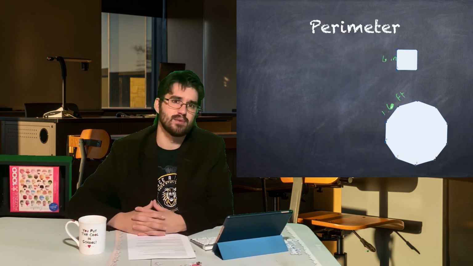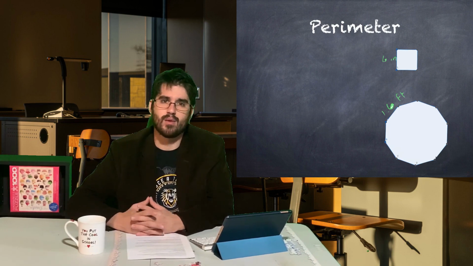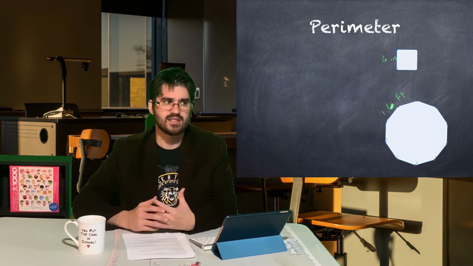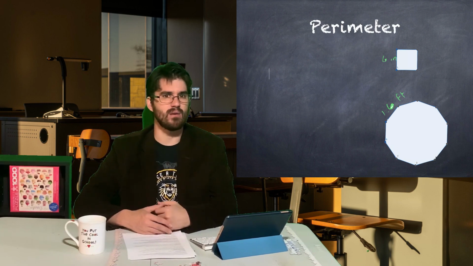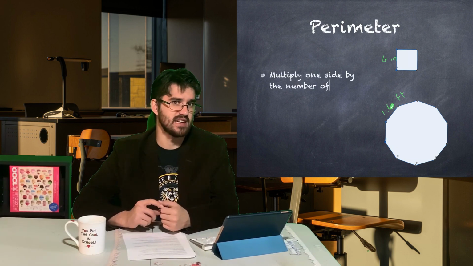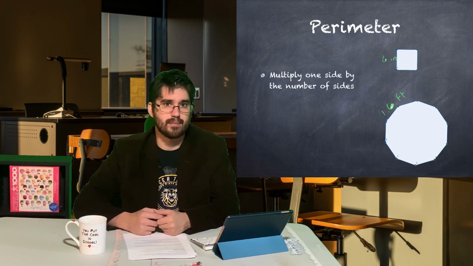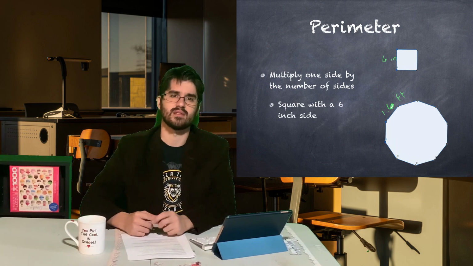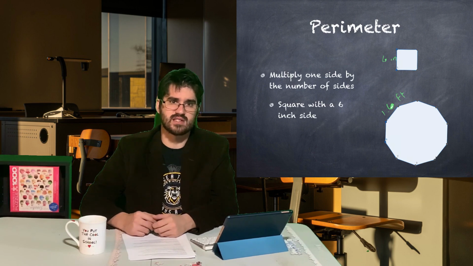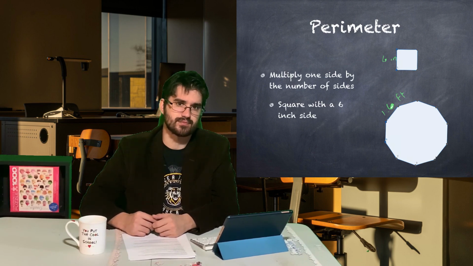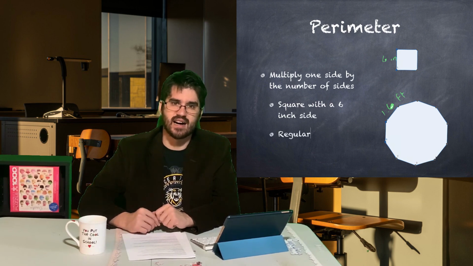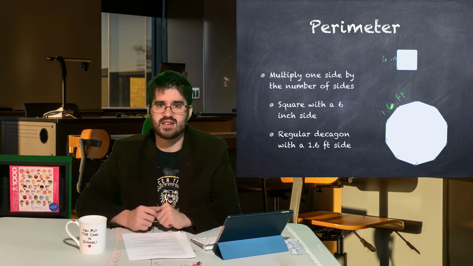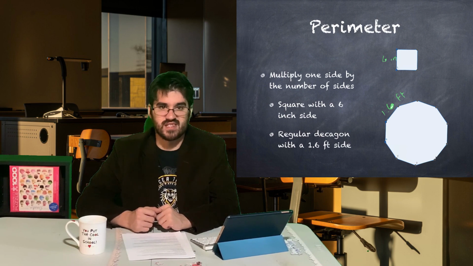Now suppose we want to find the perimeter of one of these regular polygons. We've talked before where perimeter is just adding up all of the sides. However, since every side is going to be the same, we don't need to add all of them together. We can just multiply the number of sides by a side length, because every side is going to be the same. So with our first example, I've got a square that's got a side of 6 inches. So its perimeter is 6 times 4, which is 24 inches. Or this decagon, it's got 10 sides, and each side is 1.6 feet long. 10 times 1.6, the perimeter is 16 feet.